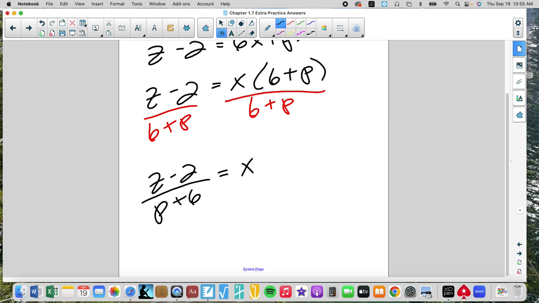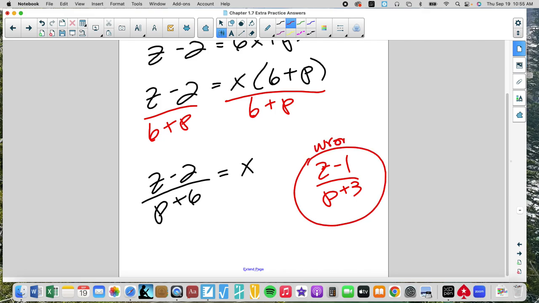Here's the other thing. You cannot cancel the negative 2 and 6. Even though they have a common factor of 2, I cannot simplify those because they're being added and subtracted. The answer is not going to be that. That is wrong also. You cannot simplify the 2 and the 6. The correct answer is this.